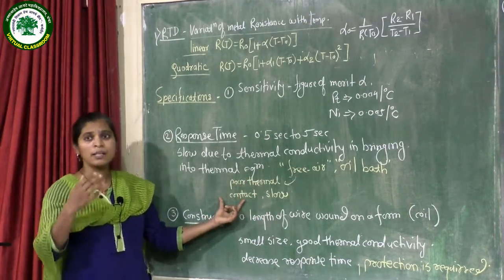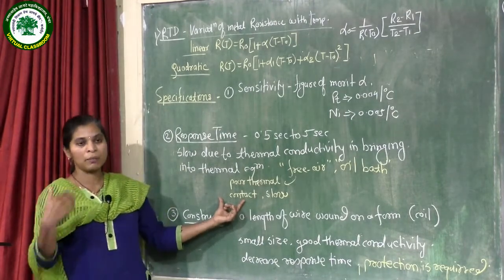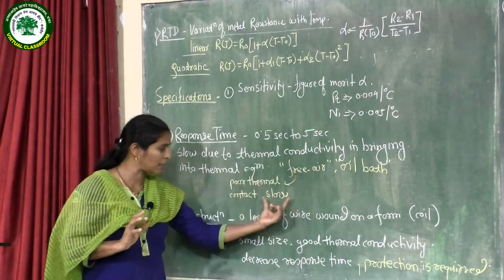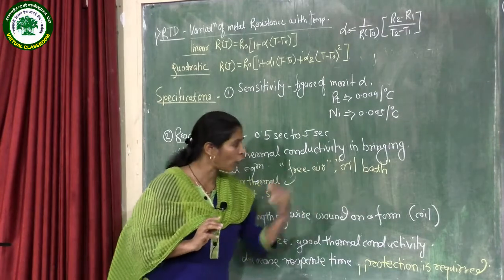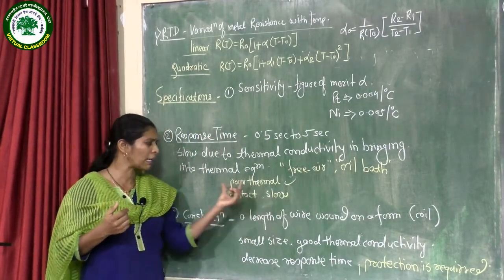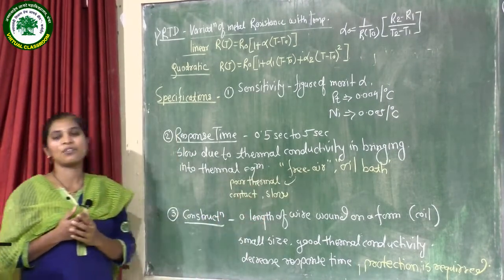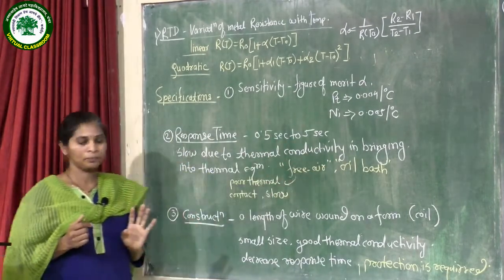As a result, some time will be taken by the RTD to come to thermal equilibrium with the unknown temperature. So for the free air condition, we can say it is a little bit slow. While in the case of an oil bath, as oil is very good for conduction, we can say there is good thermal contact, as well as a fast response. So this time may be reduced in the case of an oil bath.